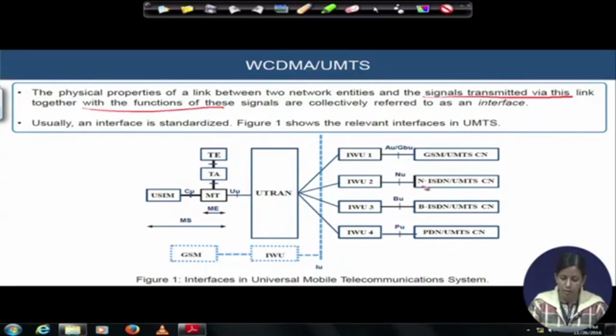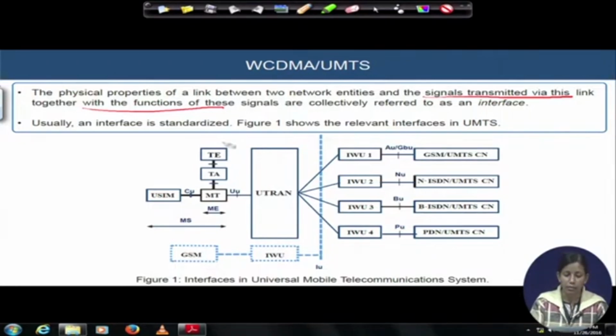You see the IW 1 to 4, different units inside the core network that we saw earlier. To connect the UMTS core network to the ISDN network, the normal telecommunication network, or another UMTS core network, we use different kinds of interfaces, namely here AU/GBU, here the NU, here BU, here the PU. So depending on where the core network units of the UMTS are connected, the pattern of the interfaces also changes.